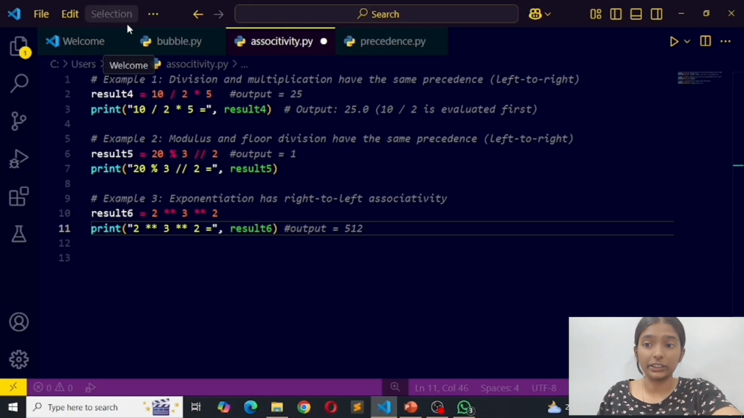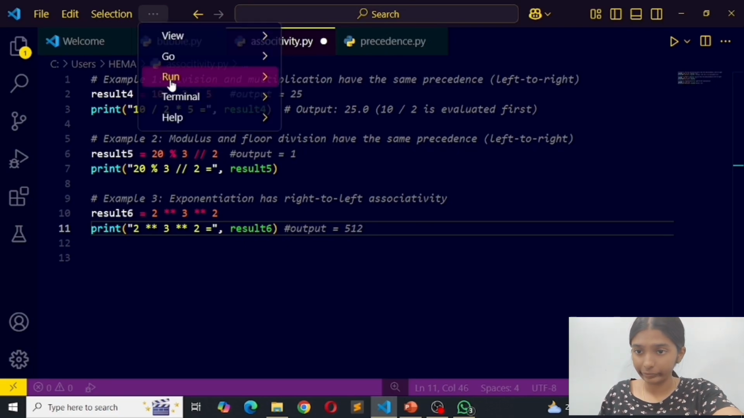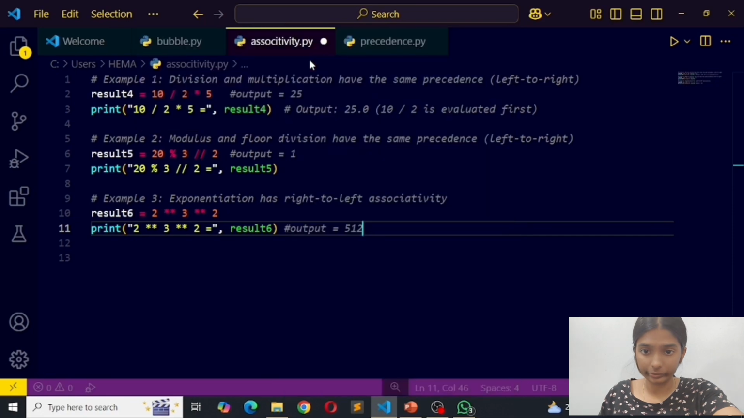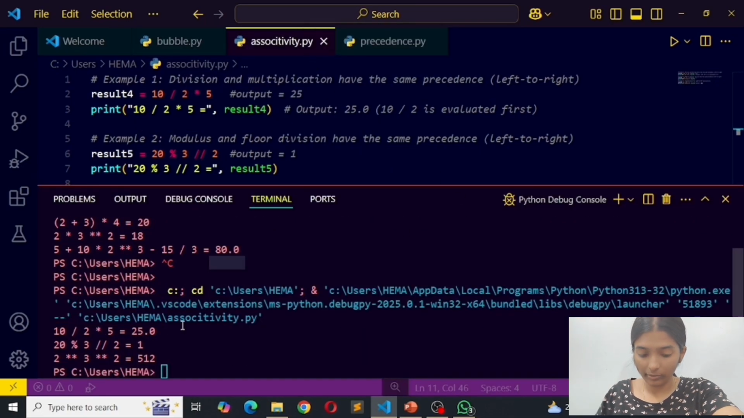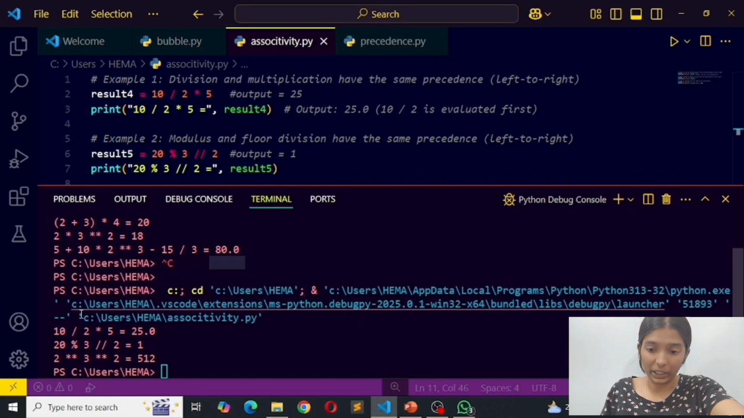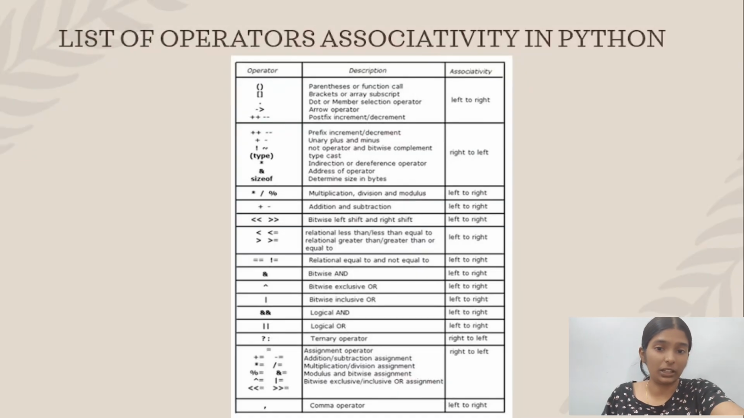Now let us check the outputs by running the code. So here we have the solutions 25, 1 and 512. So here we have the operators associativity in Python. You can look at this table to get an idea about the associativity of the operators.